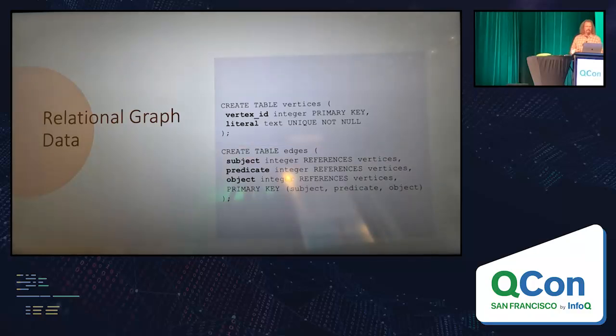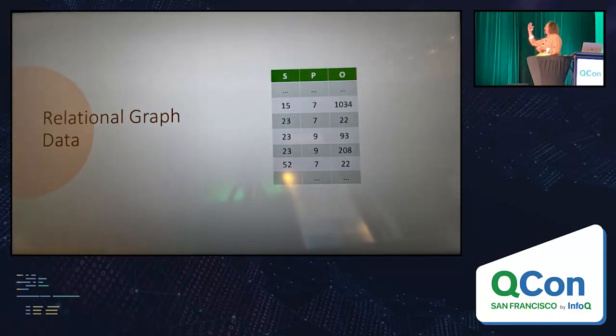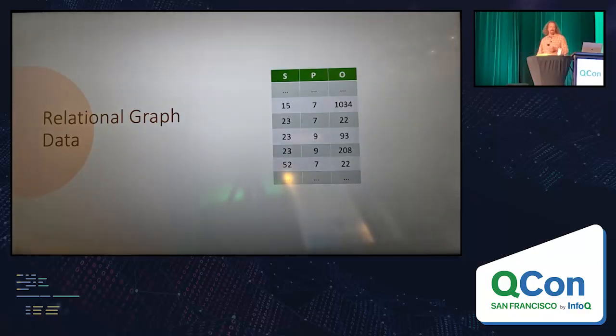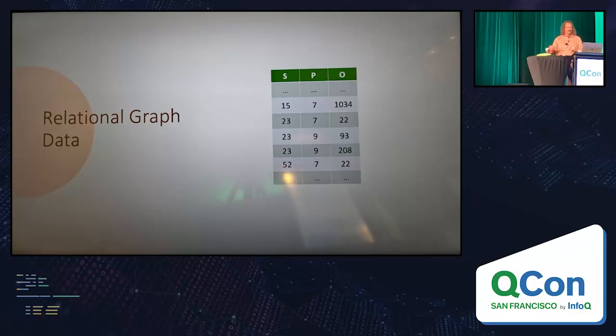Okay, so let's look at some graph data, right? What we're talking about is basically just 3 columns of integers like this. And I've shown these guys, if this was a normal SQL database, they would be sorted like this because of the primary key constraint. Okay? So let's think a bit about what it's going to be like to work with this.